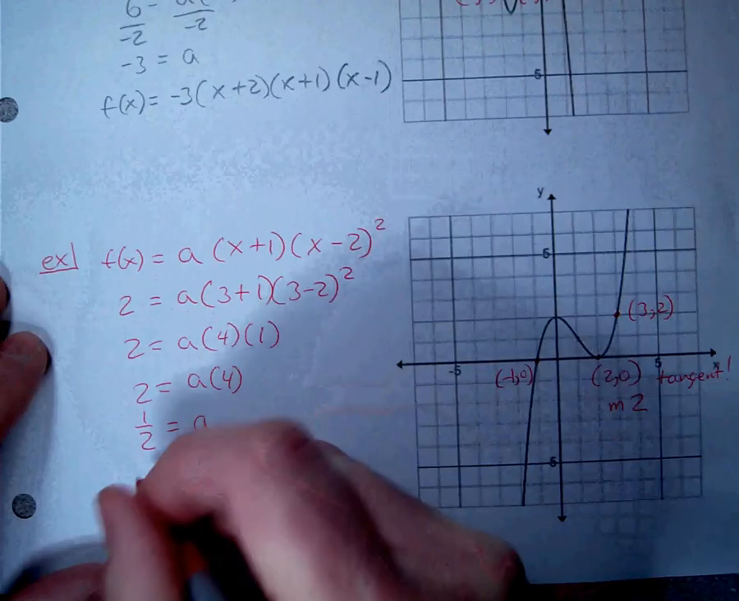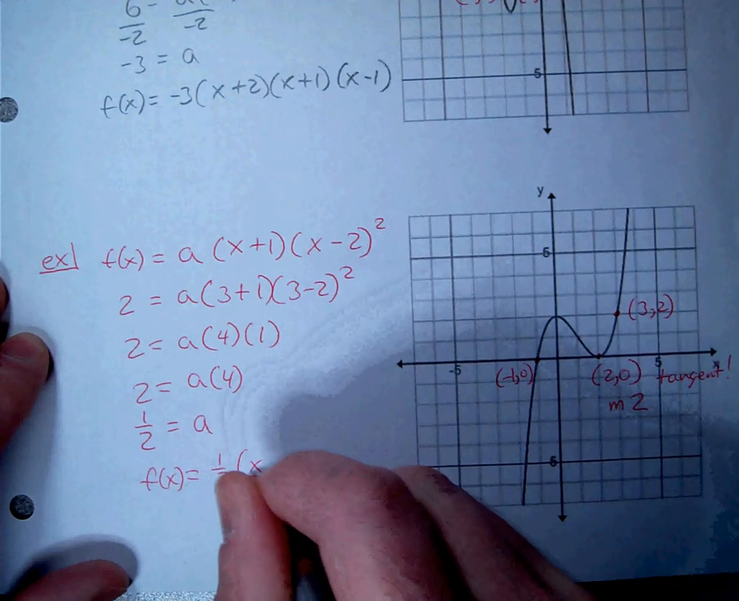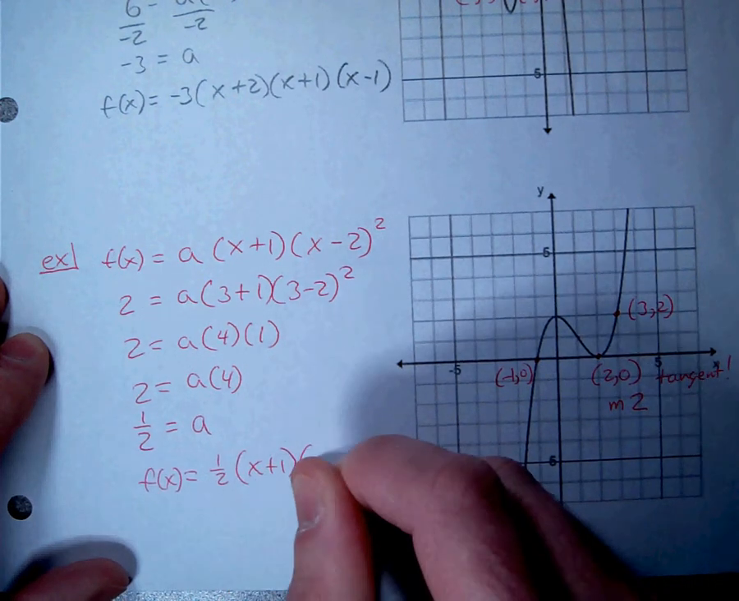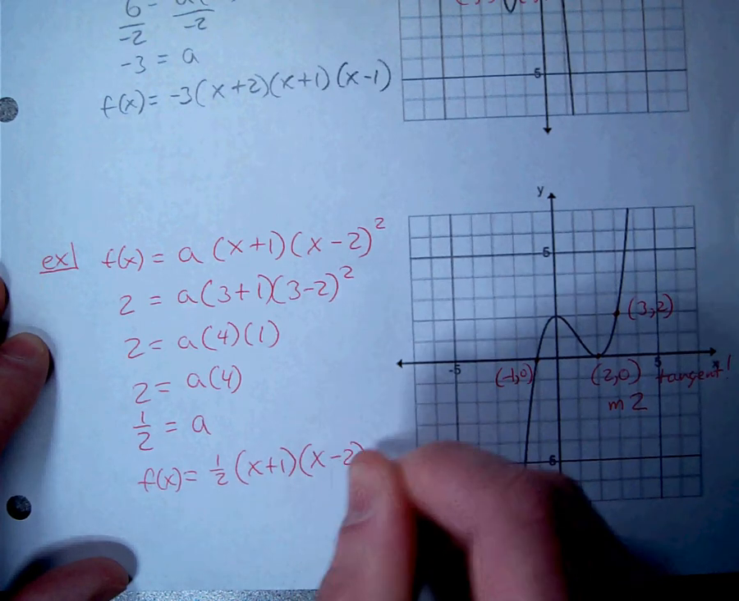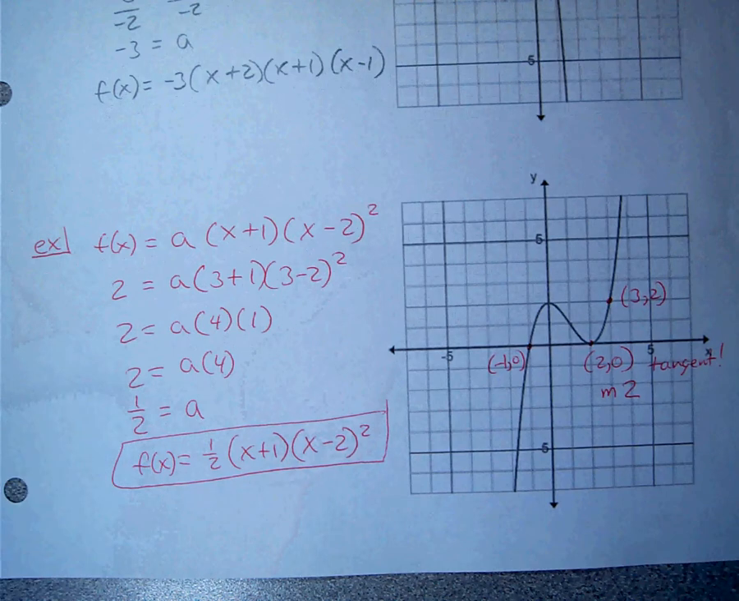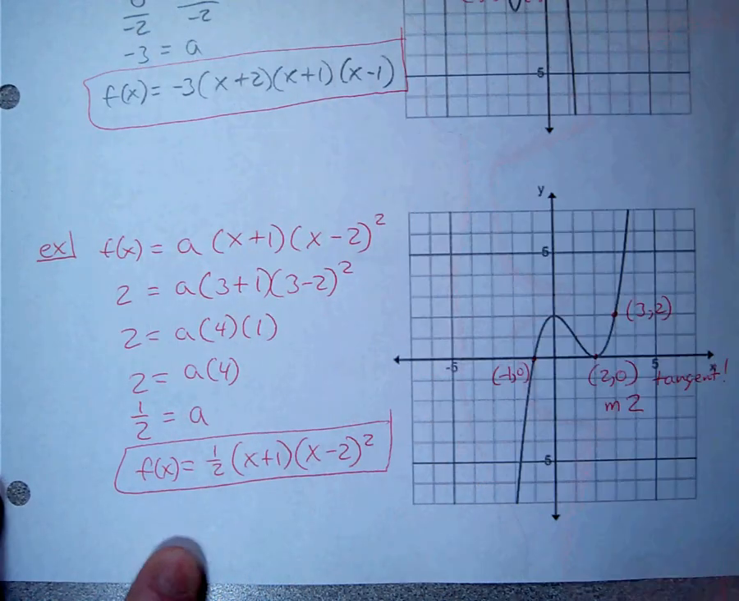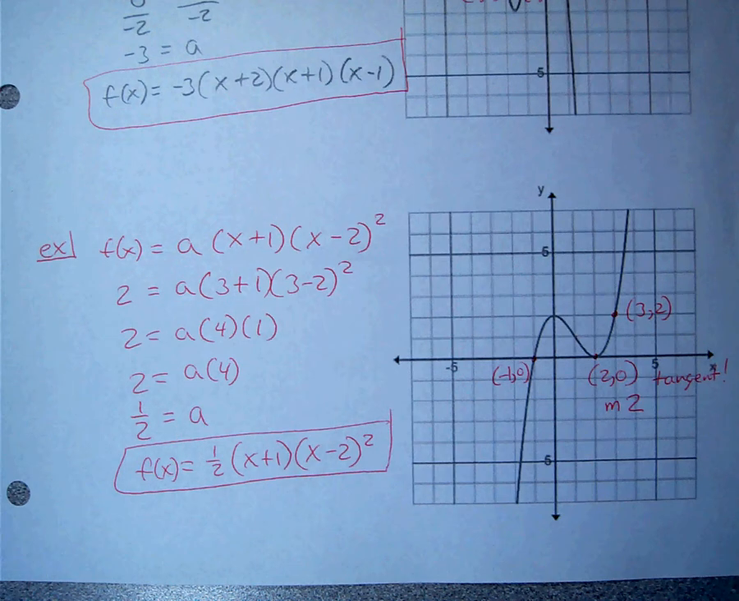And we're ready to write our factored form. F of x equals 1/2 (x + 1)(x - 2) squared. Oh, I guess I could have boxed that one in as well. And there you have it.